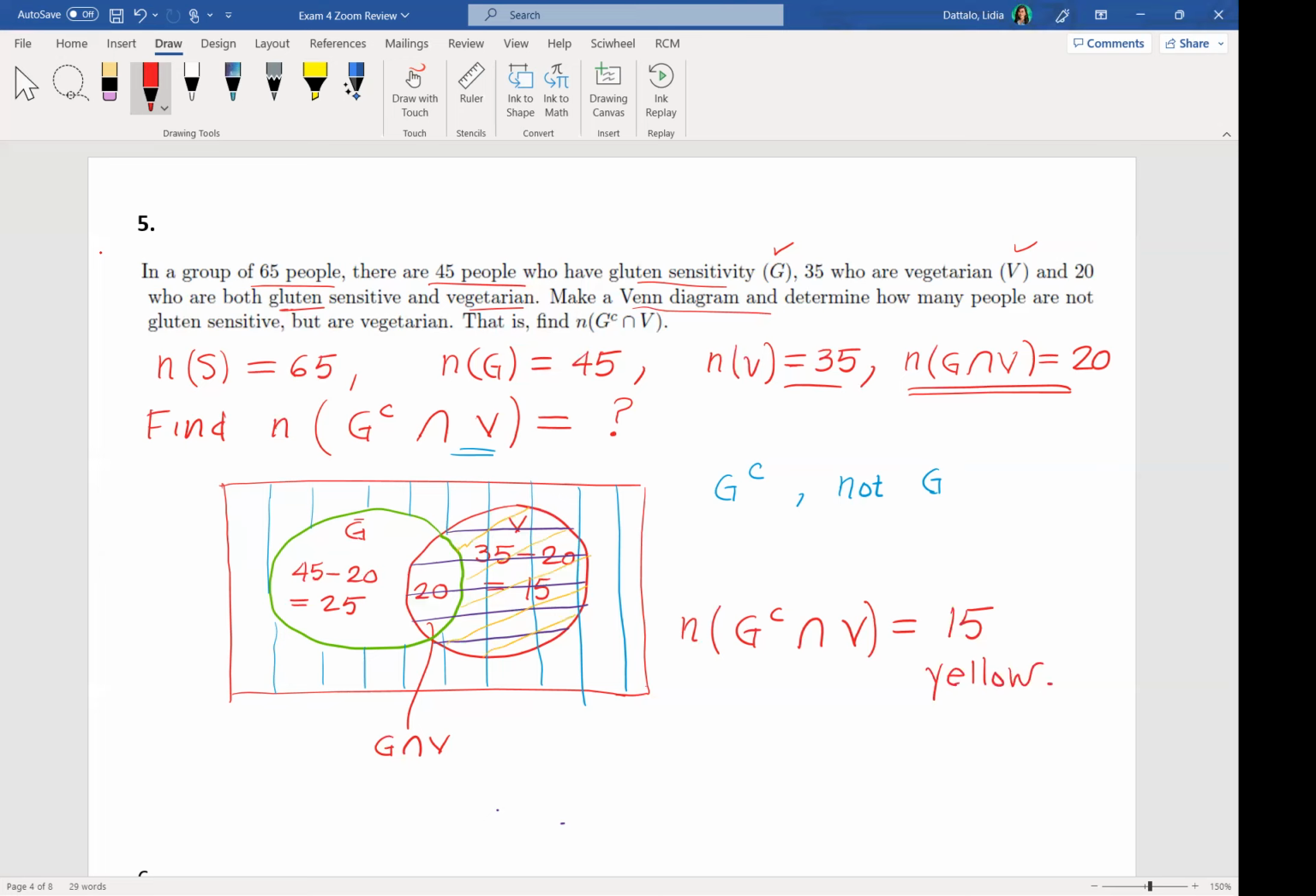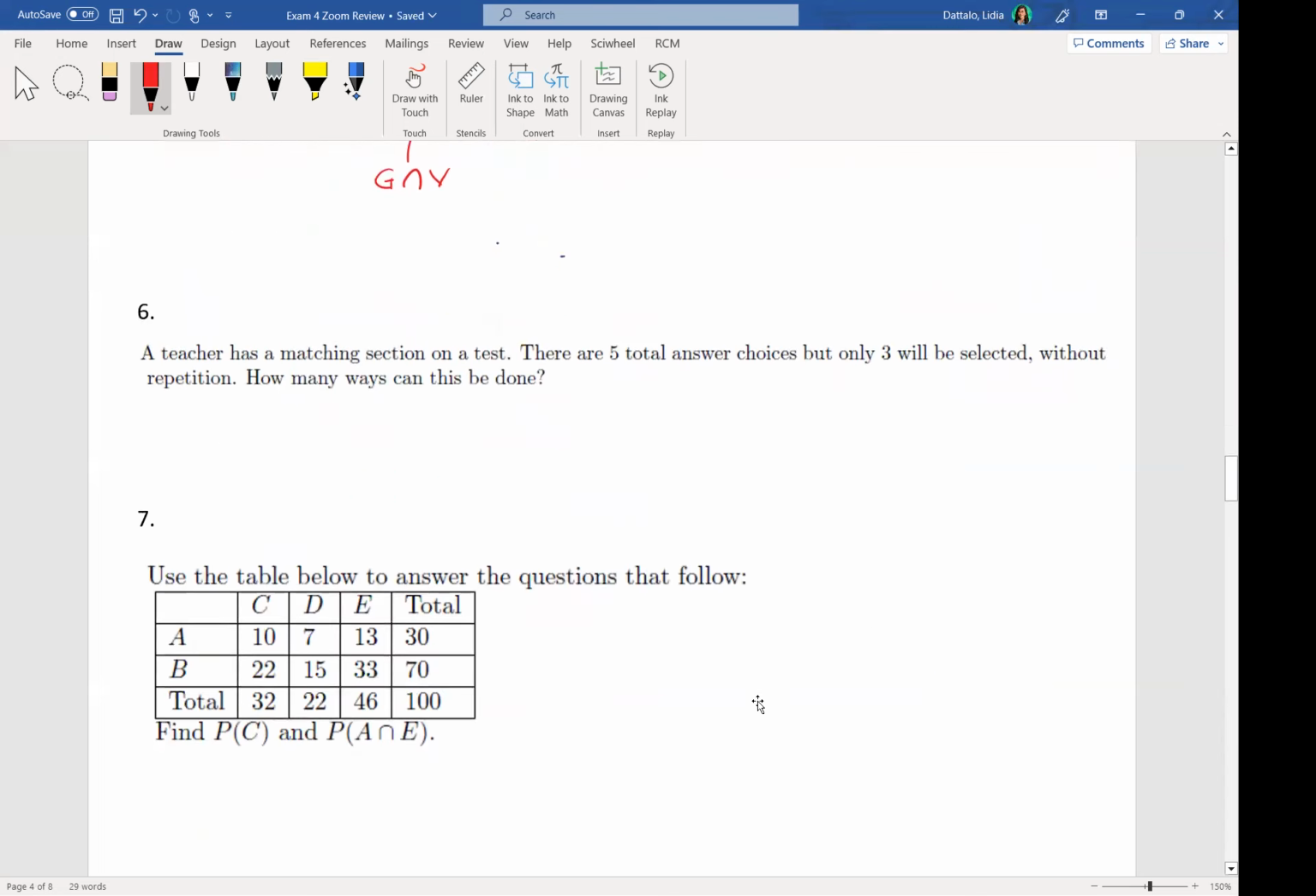Any questions on that, Raccoon? Okay. All right, so that's number 5. Let's go to number 6.